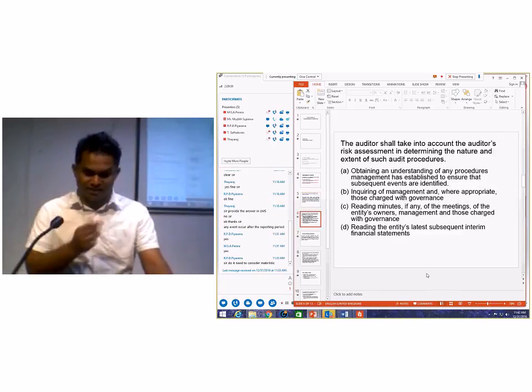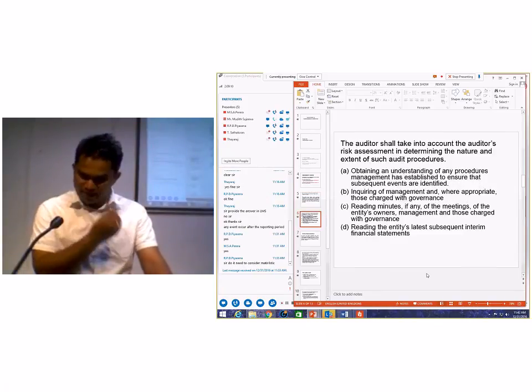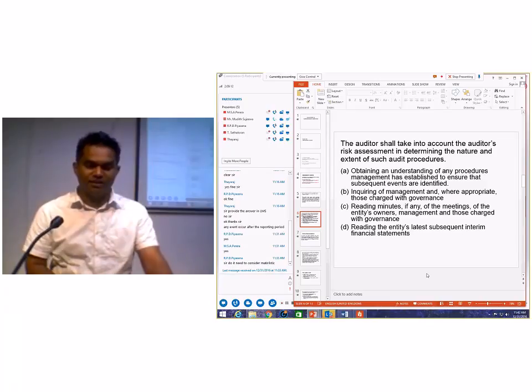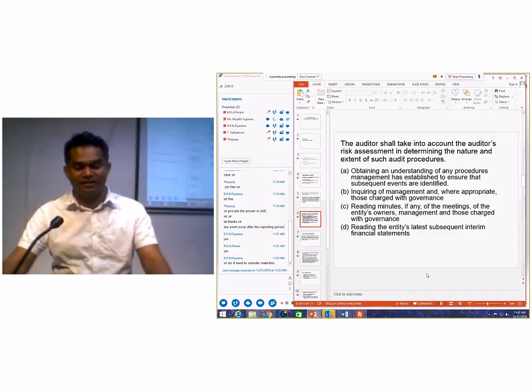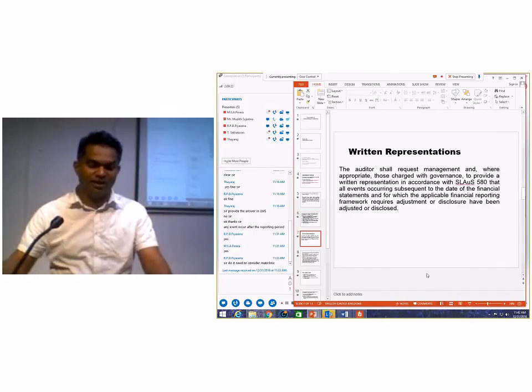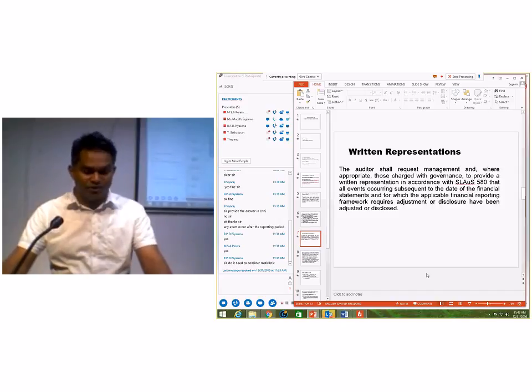Others we already discussed. So you can have other audit procedures on that: obtaining an understanding of the entity's procedures on subsequent events, inquiring from the management, reading the minutes, reading the subsequent interim financial statements, and getting the written representation on subsequent events from the management, right?